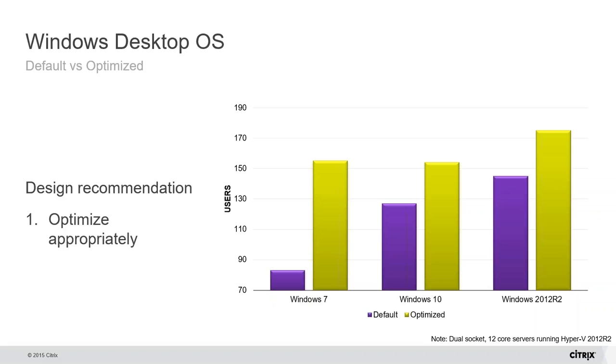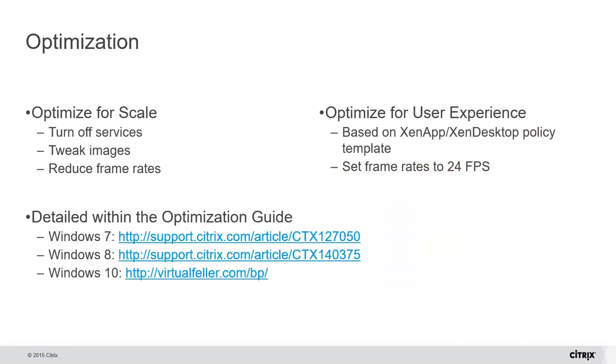But the density numbers you get are impressive, especially on Windows 7. So I'm not telling you don't optimize. It's optimize appropriately. Figure out what your users need. If they don't need the perfect user experience, don't give them the perfect user experience. Give them the scale policy. If they don't need search, shut off search. If they don't need it, don't give it to them. But if they do need it, then you've got to leave those services running. You can't just shut everything off. So you have to look at and understand what your users require.